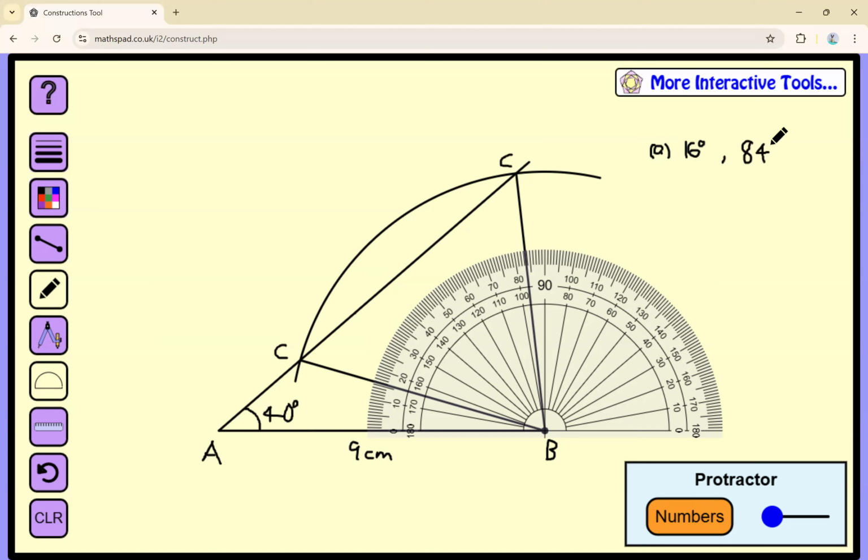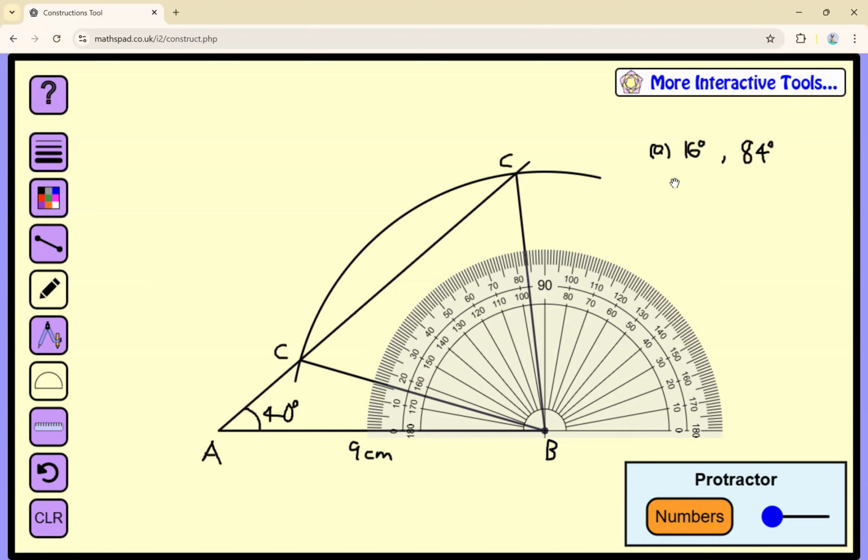Usually for this kind of question, because this is a hand-drawn diagram, they will accept a certain range for the answers that you measure. So maybe anywhere between 15 to 17 and then 83 to 85 degrees would work.